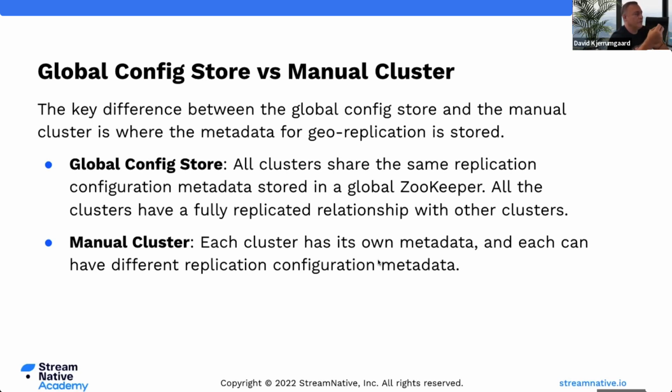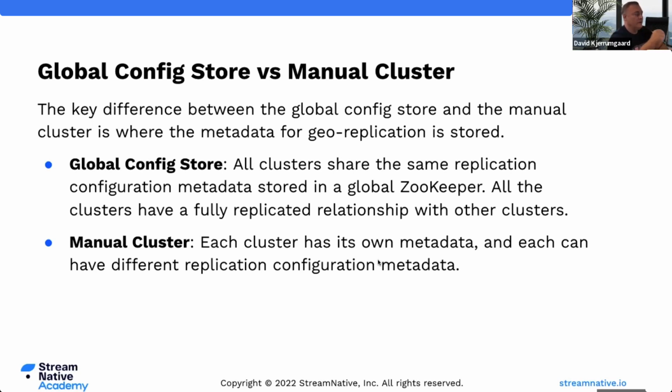The global configuration store, which is the stretched Zookeeper cluster, all share that same replication metadata there, and all of the clusters have a fully replicated relationship with other clusters. So whatever configuration you set in the global one, that applies globally, but you can override that with a manual cluster. You can have specific unidirectional policies, and that's done in the local metadata store of every individual cluster, right?